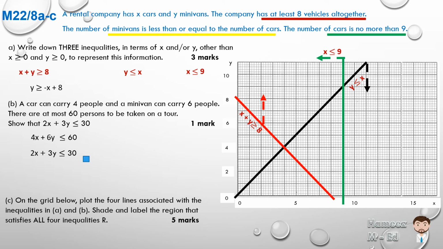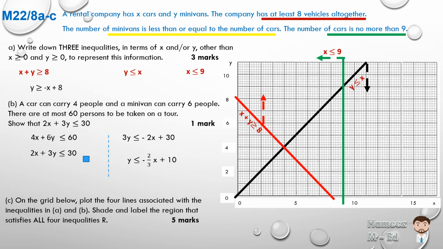And our fourth inequality, 2x plus 3y is less than or equal to 30. Let's rearrange it to make it look like a straight line as well, making y the subject of the formula. So let's carry 2x across. It will give us 3y is less than or equal to minus 2x plus 30. So if we want y alone, then we divide by 3. So y is less than or equal to minus 2/3 x plus 30 over 3, which is 10.